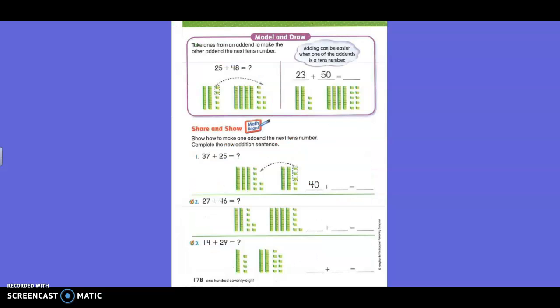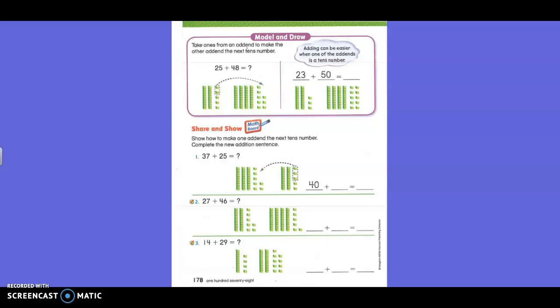Okay, boys and girls, now we have this model and draw. Read the directions. Take ones from an addend to make the other addend the next tens number. We have the number 25, so they have 2 tens and 5 ones, plus 48, which is 4 tens and 8 ones. They want to make this side a tens number. Before we even talk about tens numbers, let's talk about all the ways we can make tens numbers.